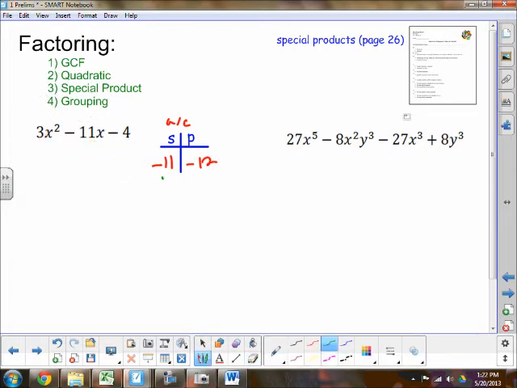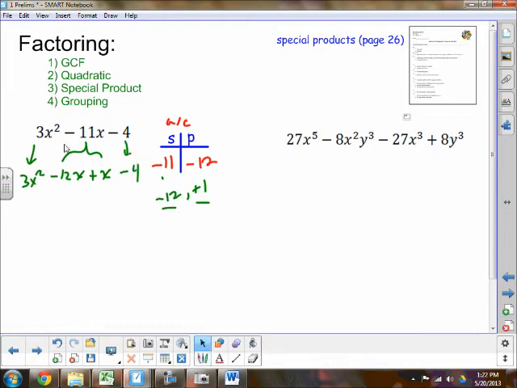Once I have those two values, it's my job to determine what two numbers add to negative 11 and multiply to negative 12. Looks like negative 12 and positive 1 will do that for me. And from here, we have two options. I'm going to go through the AC method, which is when we split this middle term into these two coefficients. So this will be minus 12x plus 1x, and I bring my other terms down. So this will be 3x squared minus 4.